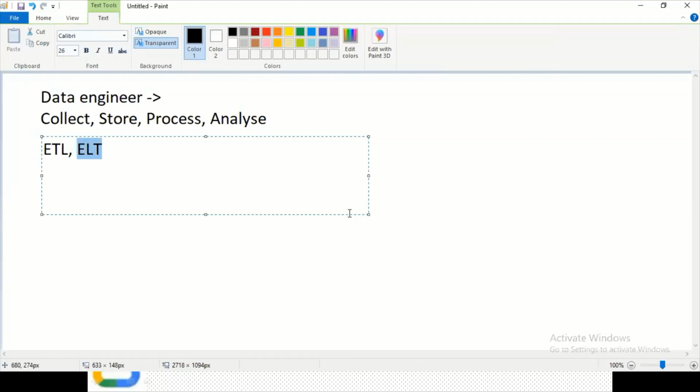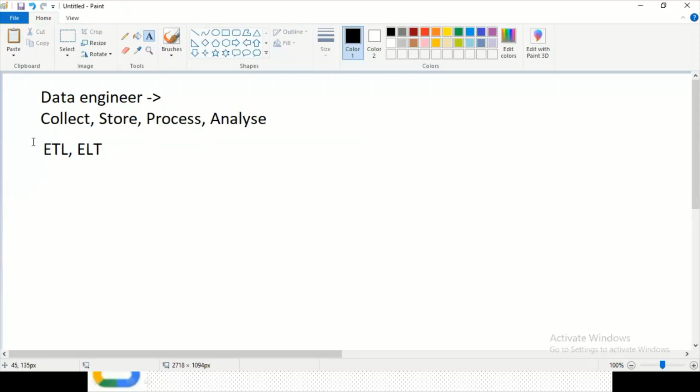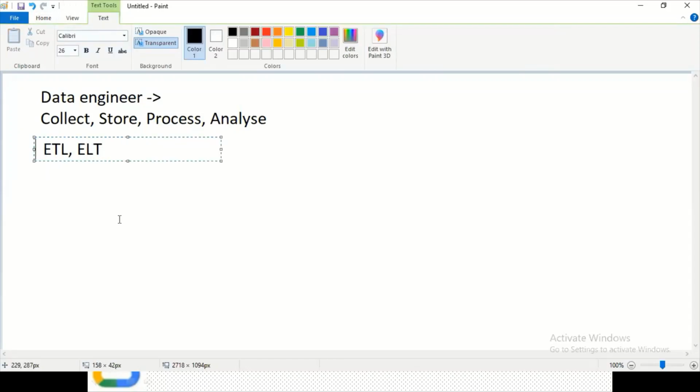Understand, guys? I'll explain later at a later point of time. Don't expect much about it now. It will become more technical.